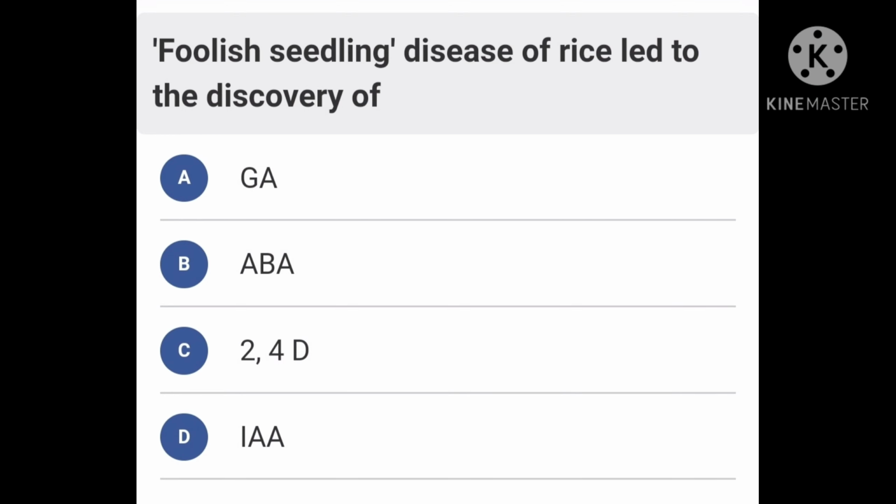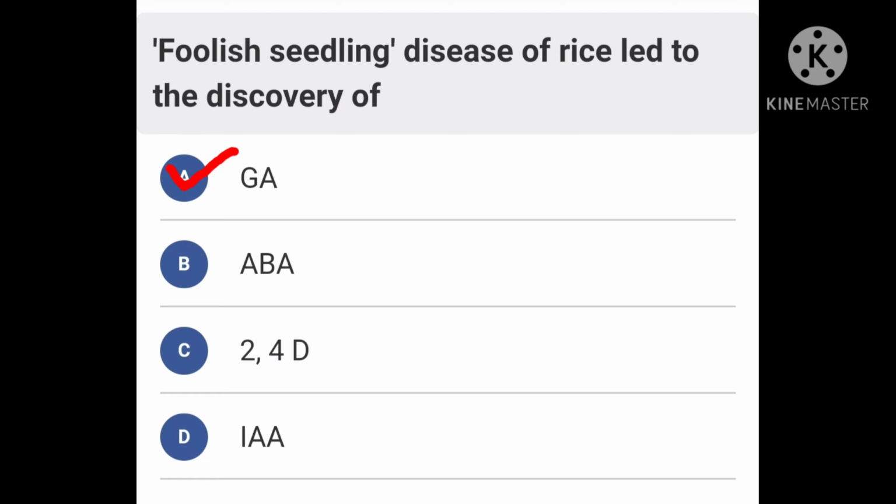Foolish seedling disease of rice led to the discovery of option A gibberellic acid, option B abscisic acid, option C 2,4-D, option D indole acetic acid. Foolish seedling disease or Bakanae disease is a disease of rice seedlings caused by a fungal pathogen. Symptoms appeared in uninfected rice seedlings when they were treated with the sterile filtrates of the fungus. The active substances were later identified as gibberellic acid. Thus, the correct answer is option A, that is gibberellic acid.